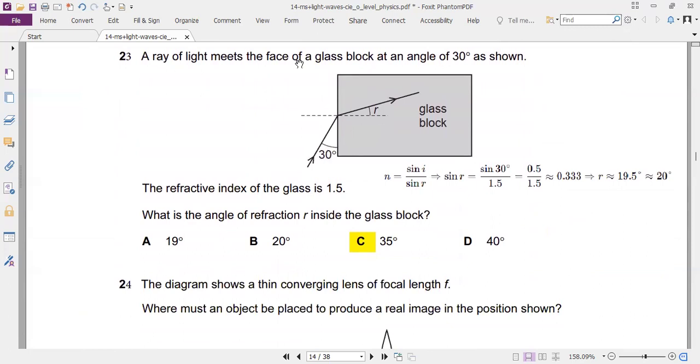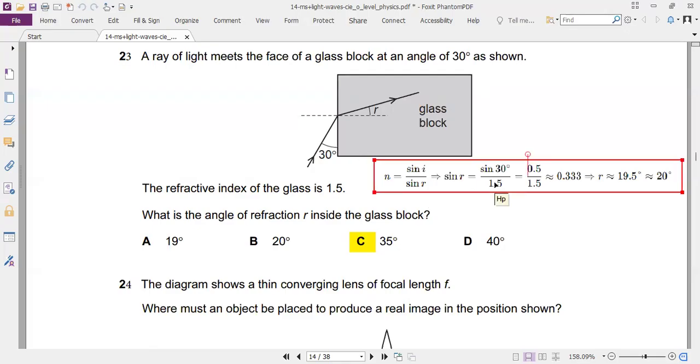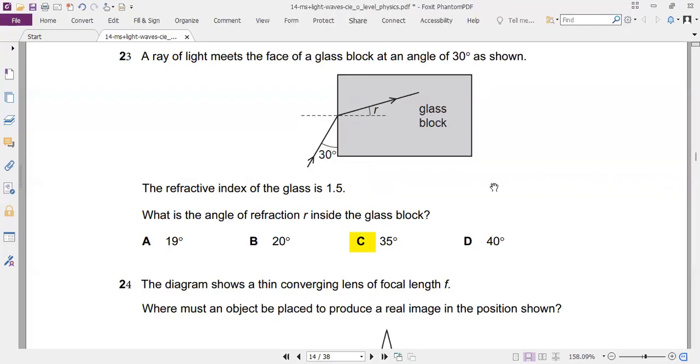Number 23. We're given the refractive index, and we're given this angle. This is not the angle of incidence. The angle of incidence will be 60. And this calculation seems wrong. Remove this, just do it yourself.